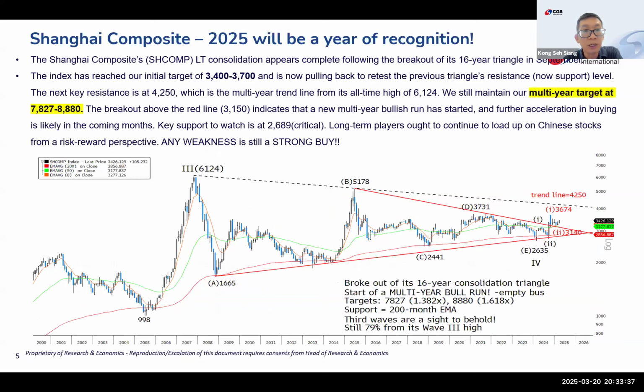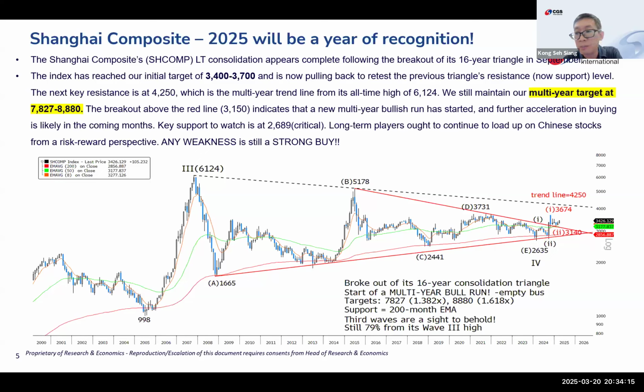Okay, so if you look over at the Shanghai Composite, I think 2025 will be a year of recognition. This is where most people will start to take notice of China. You can say it's because DeepSeek started a major run, but this is something that we already saw prior to DeepSeek being announced. If you look at last year's CFDs in October, where we had this webinar as well, we already mentioned that something big could be happening out in Hong Kong, China.